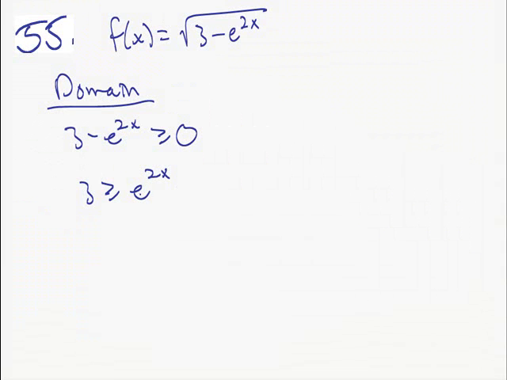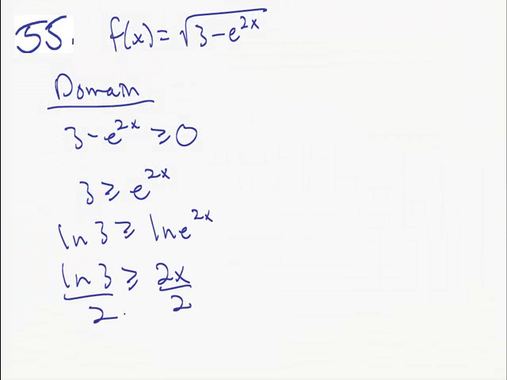Alright, let's go ahead and get rid of that exponential base e by taking the natural log of both sides. We can think of it that way. Natural log of e to the 2x. So I have the natural log of 3 on the right, greater than or equal to the natural log of e to the 2x. Those are inverse functions. I get back 2x. So dividing both sides by 2, I get that x must be less than or equal to the natural log of 3 over 2.